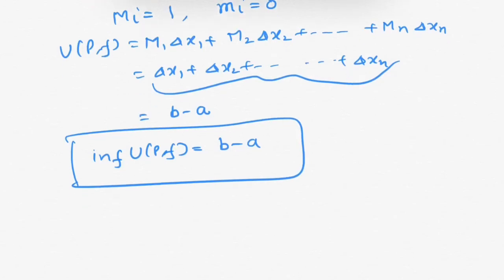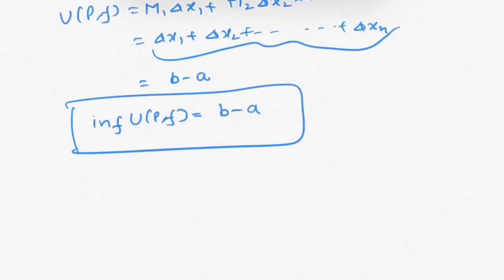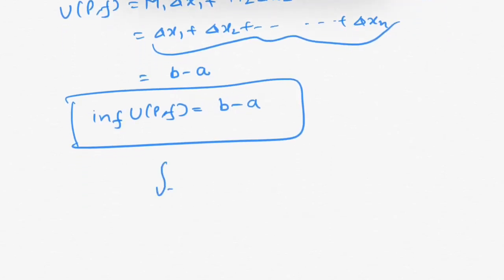And this infimum of U(P, f) is known as the upper Riemann integral. This equals b minus a.